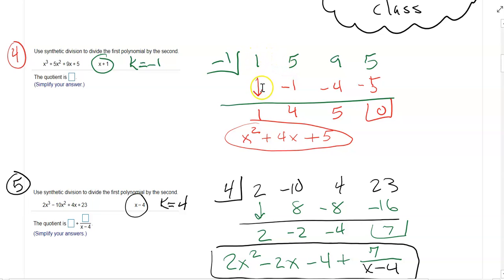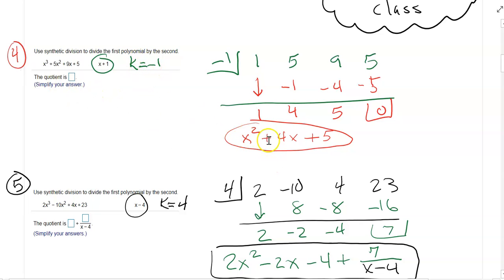First step is to bring down that first value, which is 1. Then we multiply here. That gives us -1. And then we combine these terms. 5 minus 1 is 4. And then we continue. So -1 times 4 is -4. Combine these values to get 5. Multiply, we get -5. We combine, we get 0. So whenever we get 0 as a remainder, that means that whatever this k value was, that is indeed a 0. So we know that the function goes through the x-axis at x equal to -1.